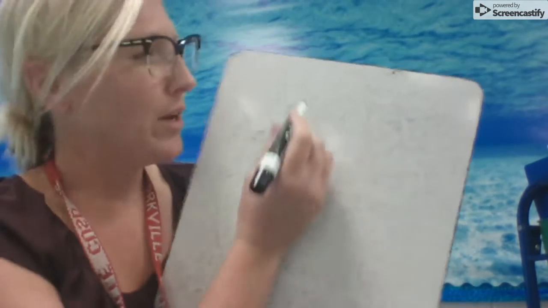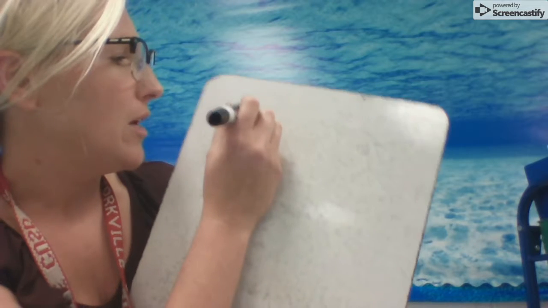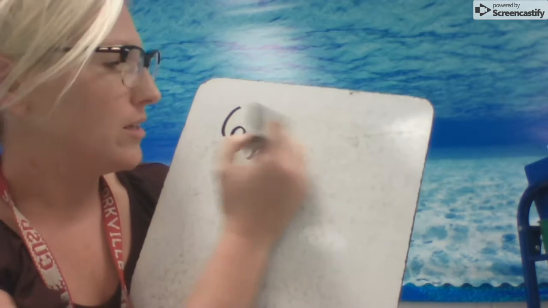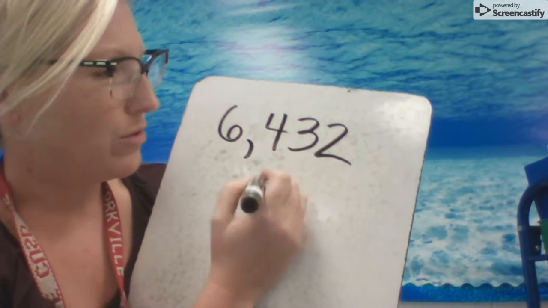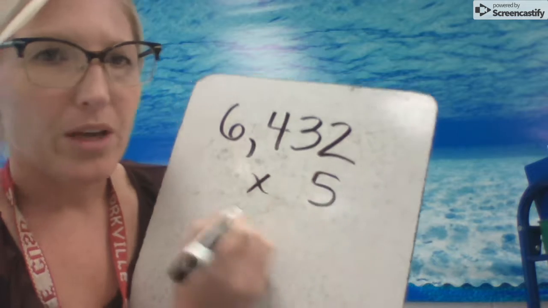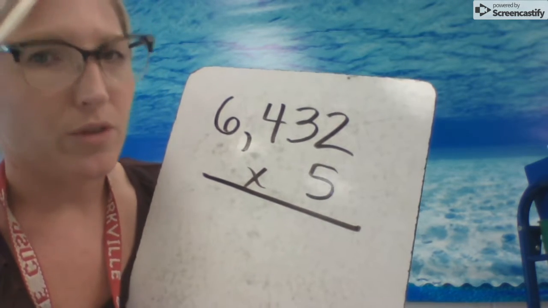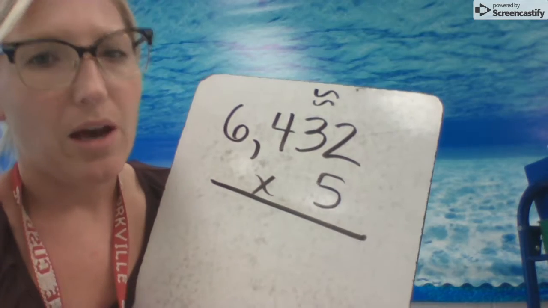All right, so now that you were able to watch the intro video, I want you to take your turn at multiplying 6,432 times 5. So I want you to pause the video first and decide what, first of all, is a reasonable answer that your answer should be about.